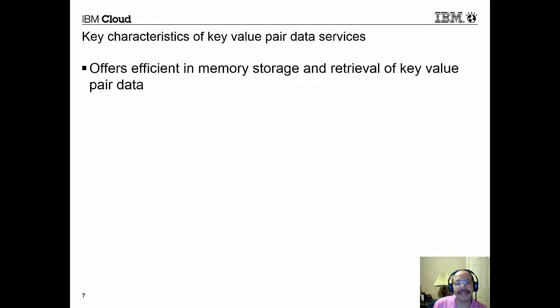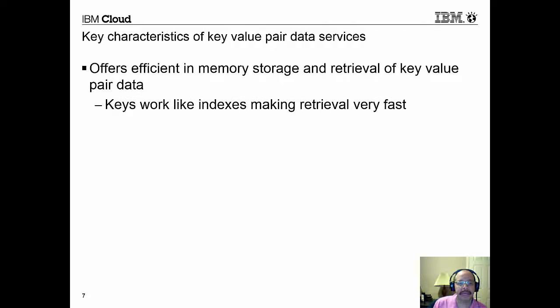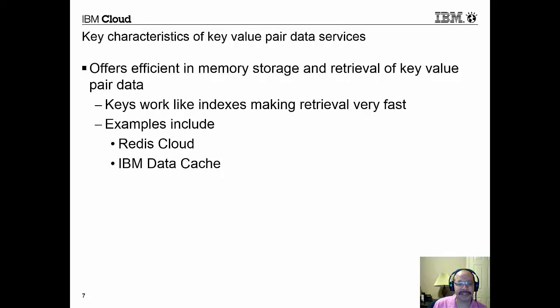Now let's look at key value pair data services. These give you efficient storage in memory and efficient retrieval of key value pair data. Each record consists of two values, a key and a value, and the keys work like indexes, making retrieval very fast. Examples of key value pair services in Bluemix include Redis Cloud, the IBM Data Cache, and the IBM Session Cache.